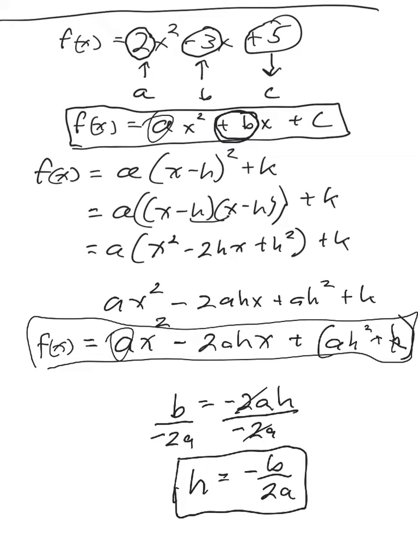So h equals negative b over 2a, and that was the spoiler I gave you at the beginning of the day, and this is something that I want you to memorize.